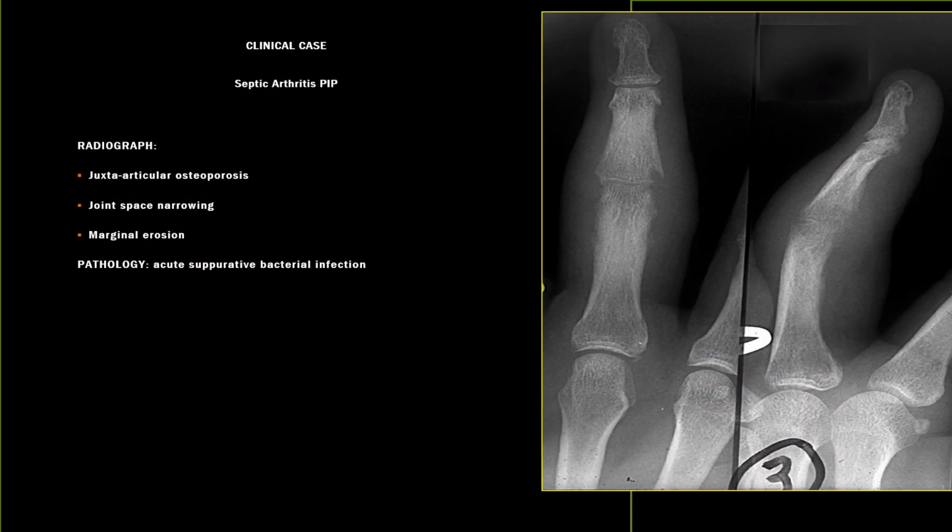And the following two cases show juxta-articular osteoporosis, reflecting the shared blood supply on both sides of a joint. The radiograph shows at the PIP that there is juxta-articular osteopenia and joint space narrowing. There's erosion of bone adjacent to the articular surface, and the pathology demonstrated acute suppurative bacterial infection. There is remarkably increased blood flow to the region in the presence of acute infection.